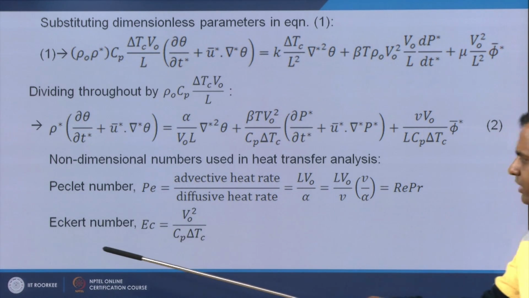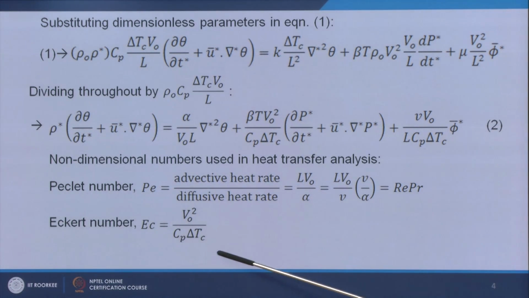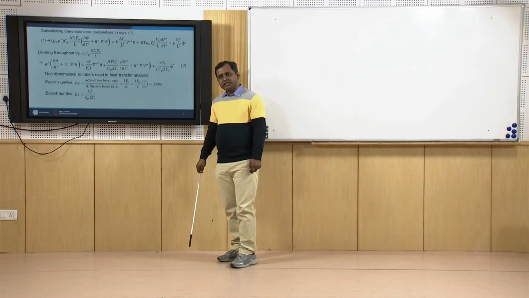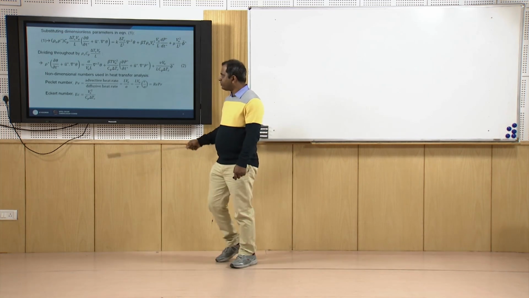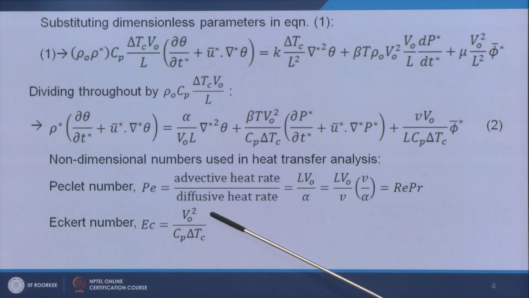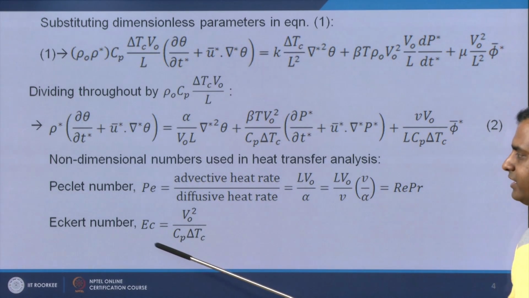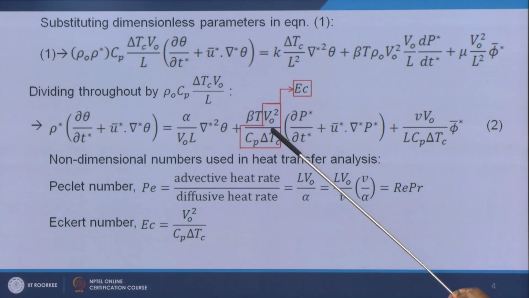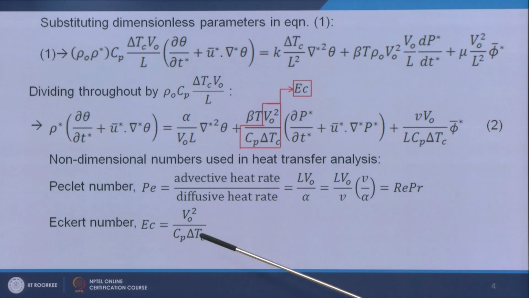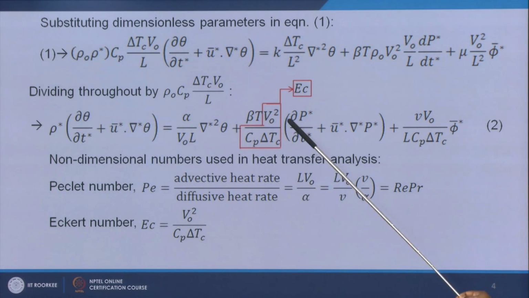Then another non-dimensional number we will be introducing over here is nothing but the Eckert number. Eckert number gives you the ratio of inertia to the enthalpy drop. Okay. So here Eckert number is V naught square by Cp into delta Tc. As we are using the Cp form, Eckert number will be very important. If you look minutely at the equation, here we have V square by Cp into delta Tc. So we can write down Eckert number here in front of this pressure gradient term.